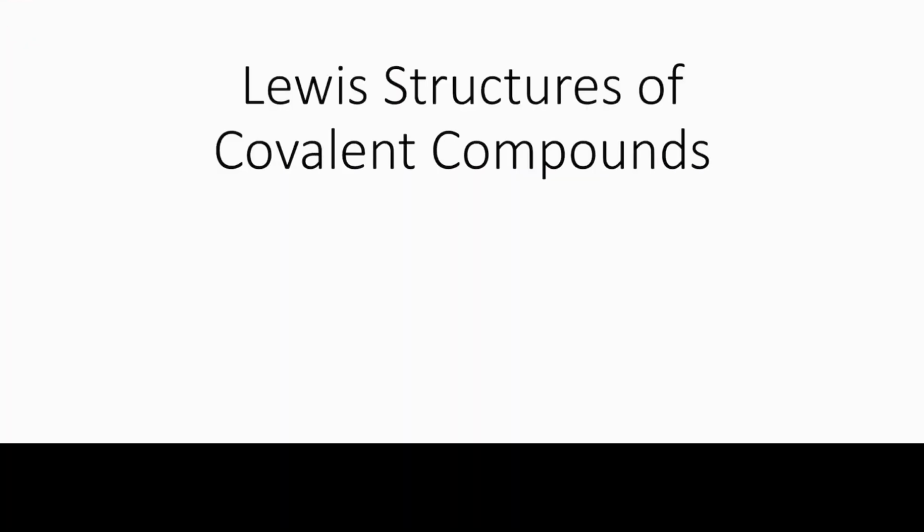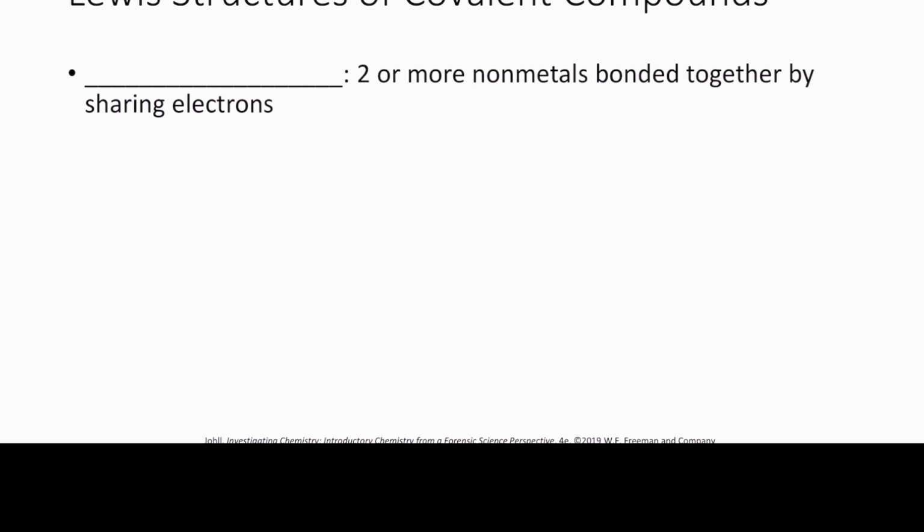In this video, we are going to look at the Lewis structures of covalent compounds. If you recall, covalent compounds share electrons. So when we're drawing the Lewis structure of covalent compounds, we need to show how the electrons are shared between two atoms. And this is how the atoms achieve the octet rule.